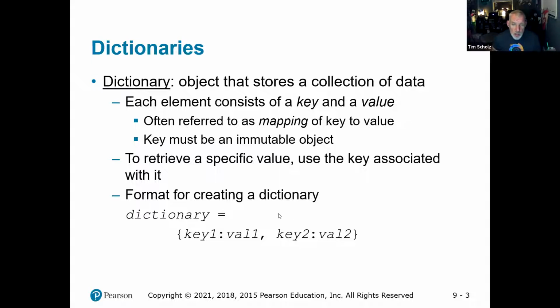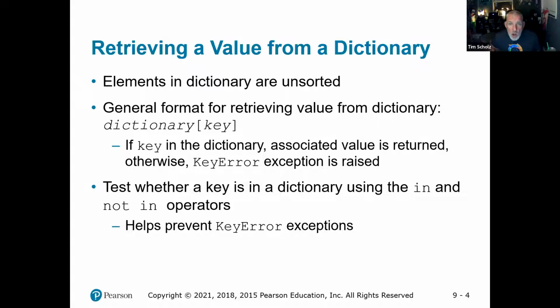The format for creating a dictionary is dictionary equals key, colon, value, comma, key, colon, value, and all of this is in curly braces. When we worked with lists last time, lists are in square brackets. Dictionaries are stored with curly braces. That's one of the other main differences in how we define them.